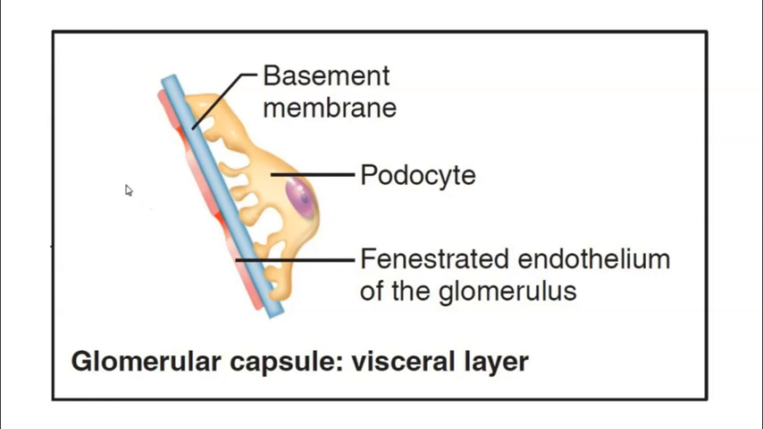So filtrate that's leaving the glomerular capillaries will exit through the pores here, and move directly through this basement membrane. Even though this basement membrane is a solid structure, it really doesn't do much to impede or inhibit the movement of fluid through it. So the filtrate is squeezed through those fenestrations, squeezed through the basement membrane, flows between the podocytes and into the glomerular capsule here.